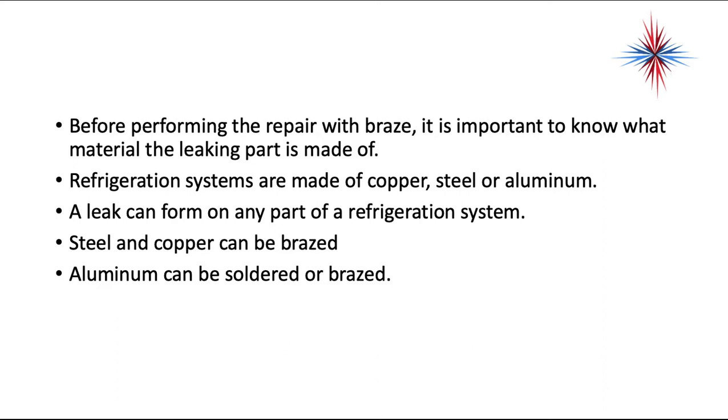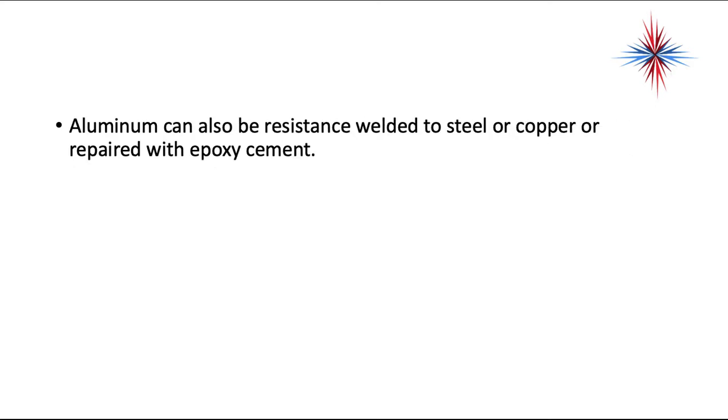Steel and copper can be brazed. Aluminum can be soldered or brazed, but be very careful with aluminum because if you get it too hot, it's going to melt and make the problem worse. Aluminum can also be resistance welded to steel or copper or repaired with an epoxy. Most aluminum found in current air conditioning systems is in the evaporator coil.